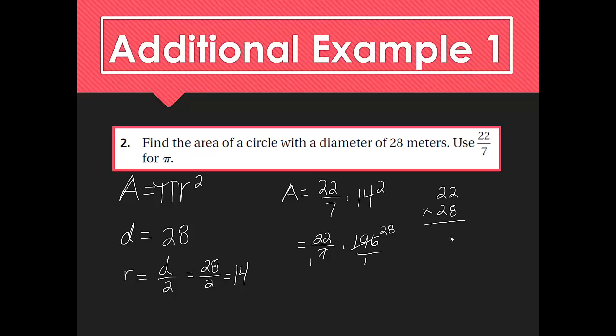Eight times 2 is 16. 8 times 2 is 16, plus 1 is 17. And then we'll have a 0 to start out our next row. 2 times 2 is 4, and 2 times 2 is 4. Now we can add up our two rows. 6 plus 0 is 6. 7 plus 4 is 11. 1 plus 1 is 2, plus 4 is 6. So we get 616. So our area is 616 square meters.